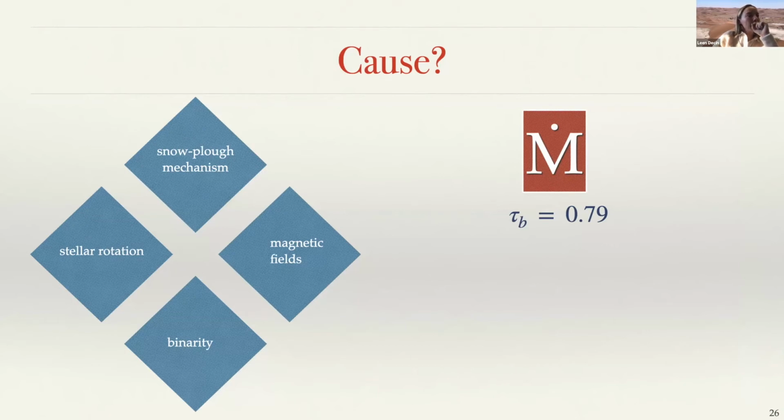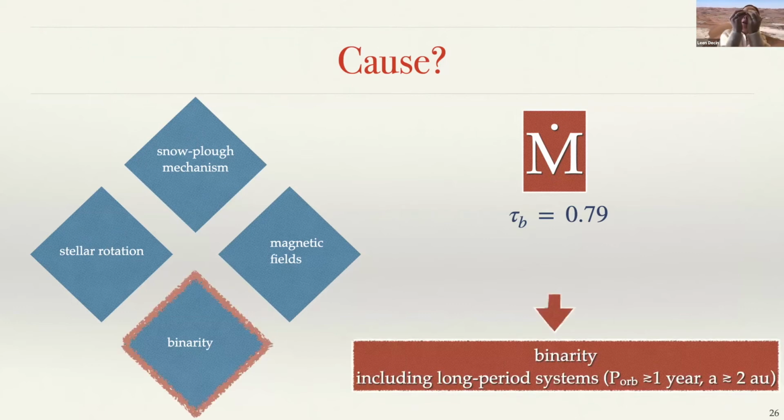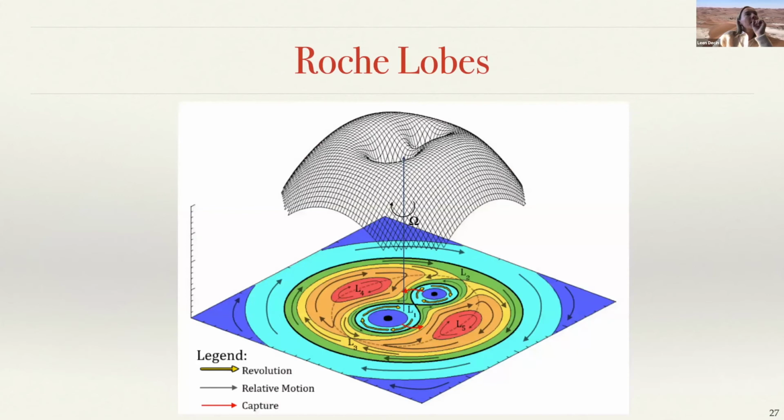Well, the only one that can do that without having to fiddle too much with the mechanism itself is binarity. But it's not binarity only restricted towards stars with a very small orbital period. It is binarity that also includes long period systems with orbits above a year, and hence with orbital separation above 2 astronomical units. So we are talking about binaries, and hence we should understand what is then the effect of these binaries in terms of the Roche lobes and the gravitational potential.